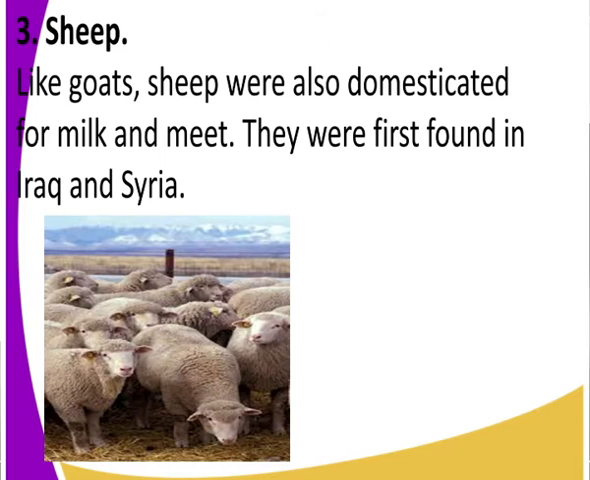Then look at this, another animal that was domesticated by man. Sheep, we have sheep. Just like goats, sheep were domesticated by man. They could also give milk and meat. They were first found in Iraq and also in Syria. Those are the two places where the sheep were first discovered. And just as with the goats, they provide man with milk and meat.